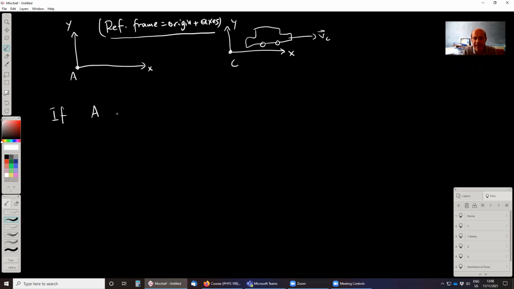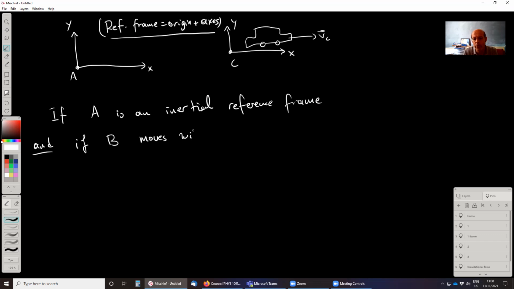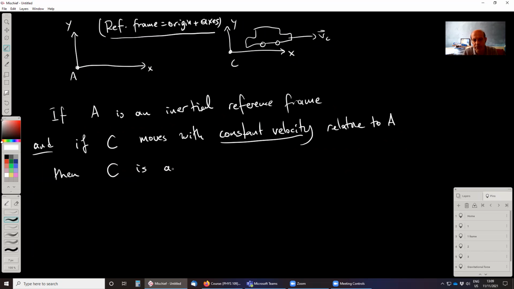Let me just write this thing down. If A is an inertial reference frame, and if C moves with constant velocity relative to A, then C is also an inertial reference frame. Okay, so that's our important statement.